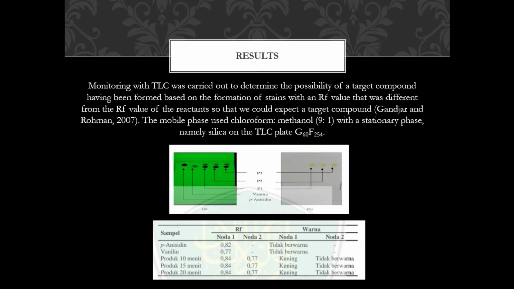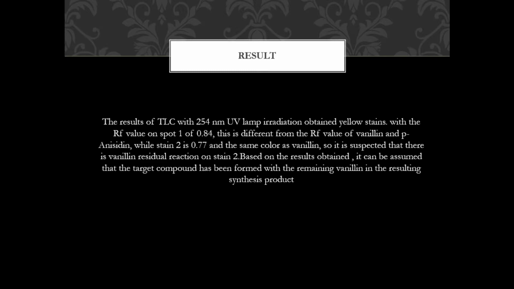The mobile phase used was chloroform and methanol at 9:1, with a stationary phase, namely silica, on a TLC plate GF 254. The result of TLC under 254 nanometer UV lamp irradiation obtained yellow stains with an Rf value on spot 1 of 0.04. This is different from the Rf value of vanillin and p-Anisidin, where stain 2 is 0.77 and the same color as vanillin, so it is suspected that there is residual vanillin in the reaction on stain 2.